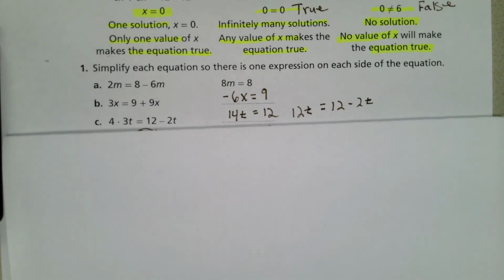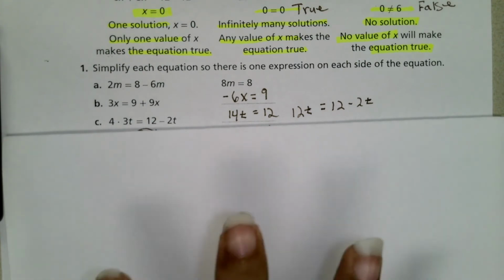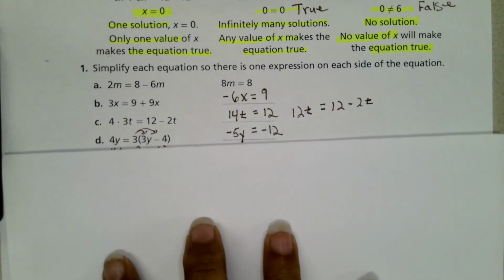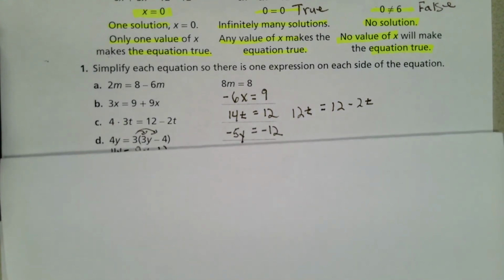4y equals 3 times 3y minus 4. So we're going to get negative 5y equals negative 12. Because we get 9y minus 12 when we distribute, so we subtract 9y. Okay, so that's it for there.